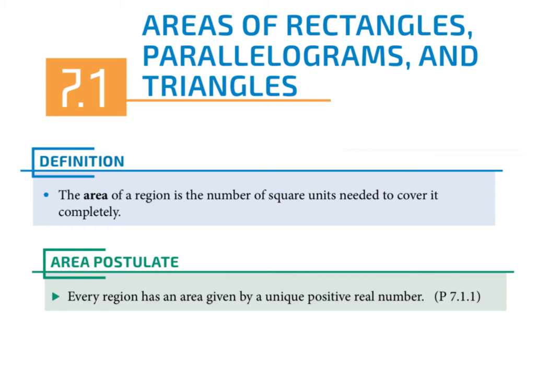Every region has an area given by a unique positive real number. Area cannot be negative. You cannot have a negative area, and it is unique. So it's not like if I gave all of you the same piece of paper and asked for area, I should get different answers. This will have one and only one area tied to it, okay? So that's what that postulate is saying.